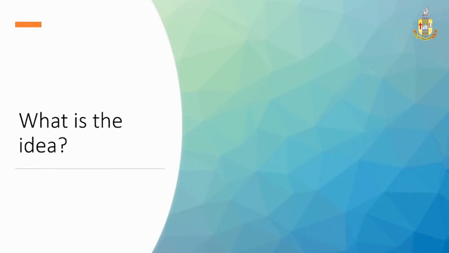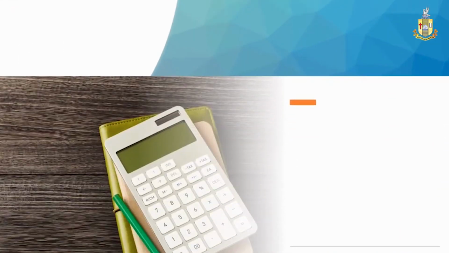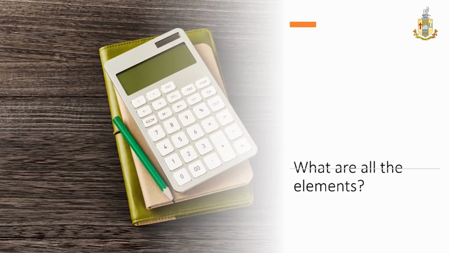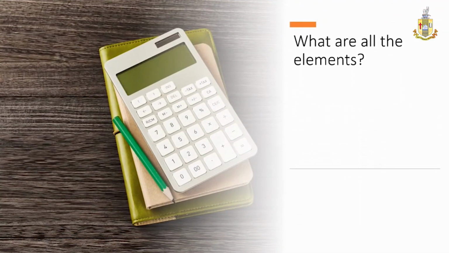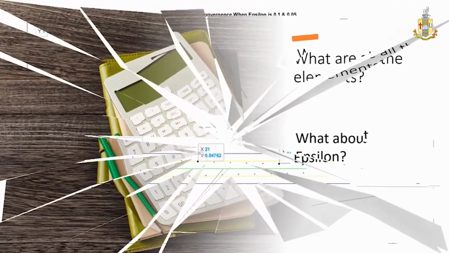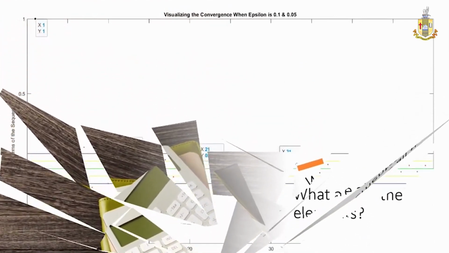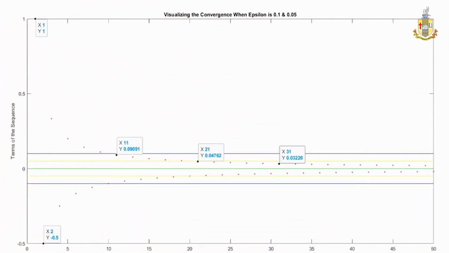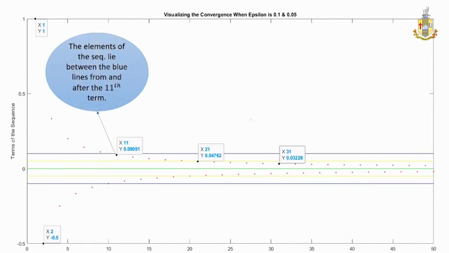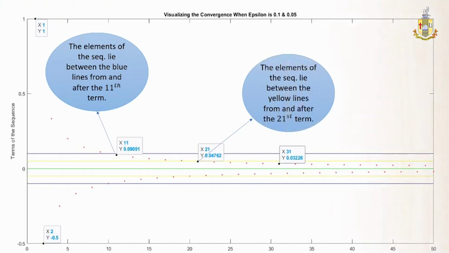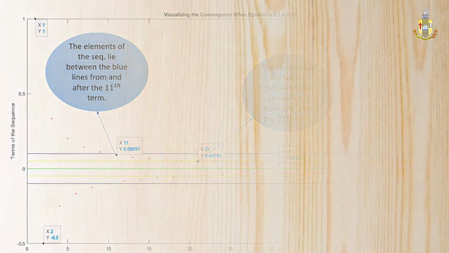We are left with two questions. First, what are all the elements that will satisfy this inequality? Second, is the choice of epsilon particular or random? Look at this example. The terms that satisfy this inequality vary with the choice of epsilon. When epsilon is 0.1, from and after the 11th term, the terms satisfy the inequality. But when epsilon is 0.05, from and after the 20th term, the terms satisfy the inequality.